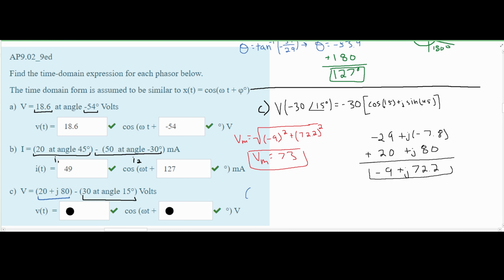Now we need to look for our theta, and this is going to be equal to the tangent inverse, and then inside of here, we are going to have our imaginary number, 72.2, divided by our real number, -9. And from this, we are going to get that our theta is approximately -83 degrees. Now we need to check this again.